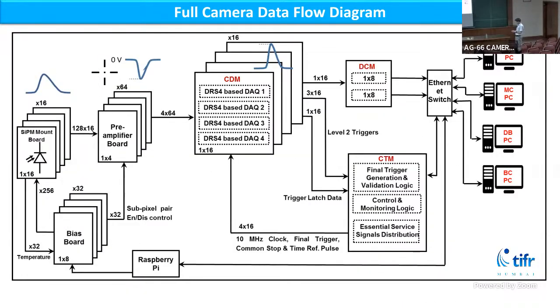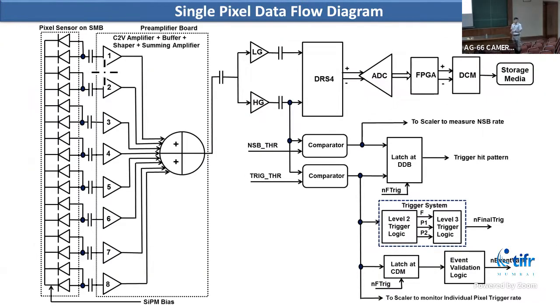How do you separate the low gain from high gain? How do you distinguish between them? Okay, so the low gain and high gain versions are not separated. This single signal is passed through two paths.